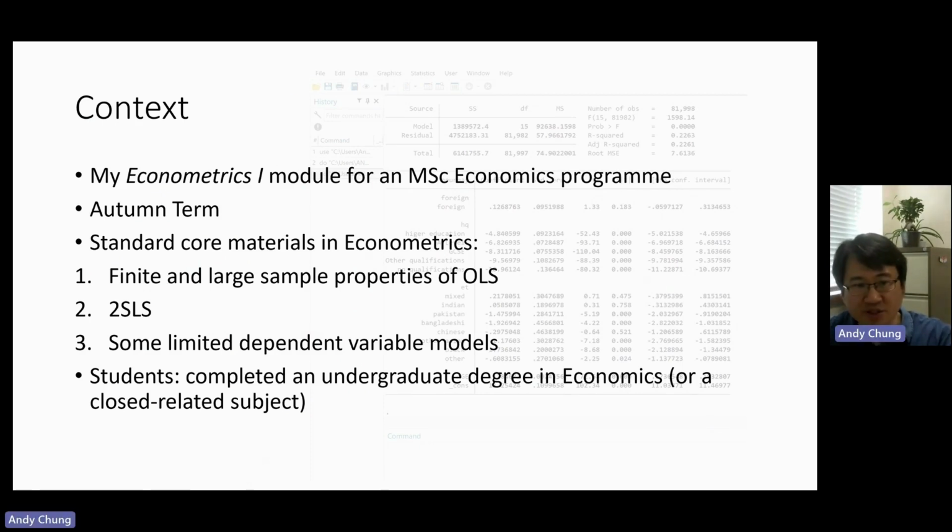My module is Econometrics 1 for an MSc Economics program. It's in the autumn term and is the first module in econometrics for the program, and I cover standard materials like OLS, two-stage least squares, limited dependent variable models, and so on. Students have completed their undergraduate degree in economics or closely related subjects.